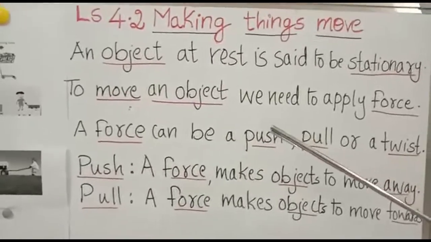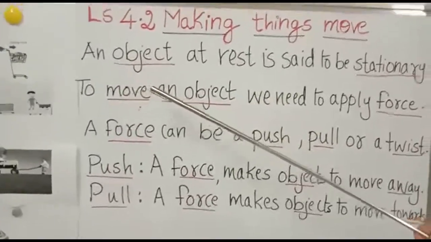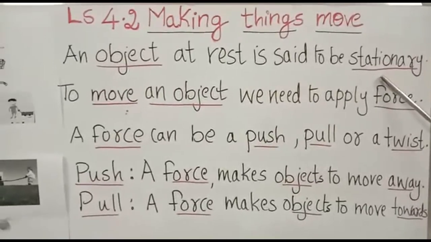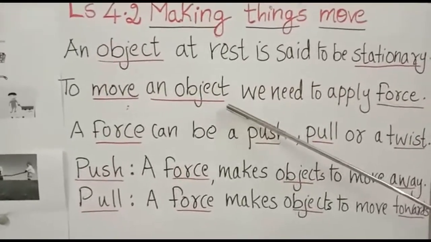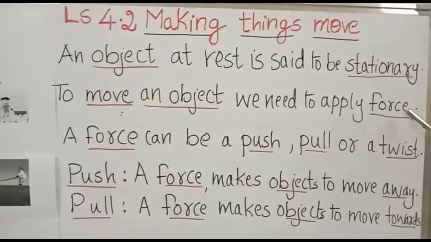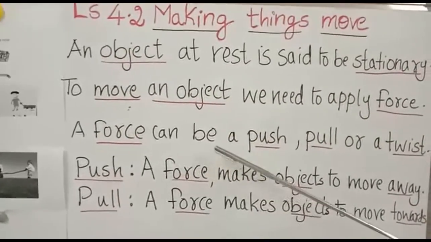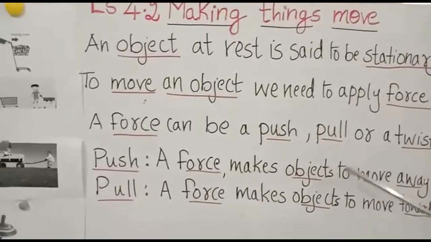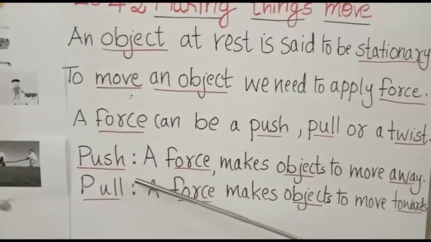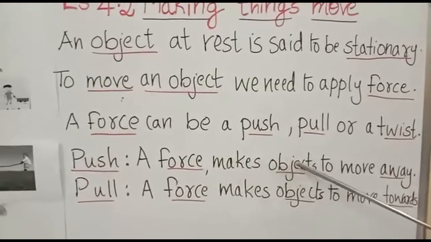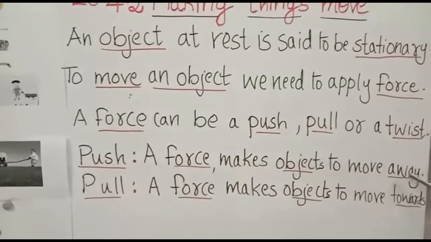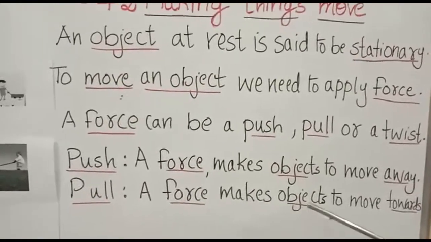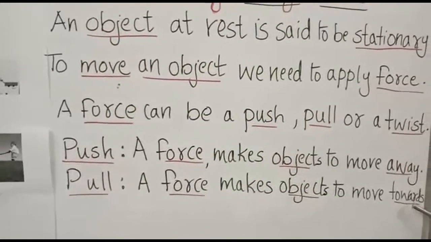Now let us see what we have learned till now. An object which is at rest is said to be stationary. To move an object, we need to apply force. A force can be a push, pull or a twist. Now what is push? Push is a force which makes an object move away from you, whereas a pull is a force which makes an object move towards you.